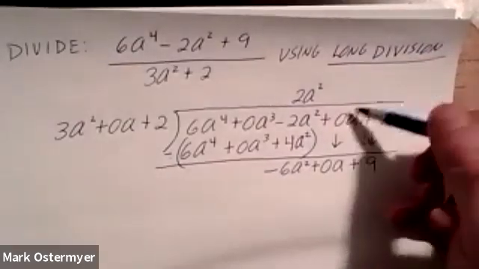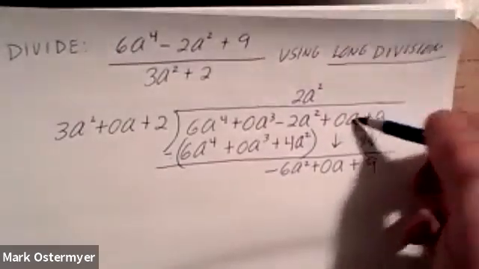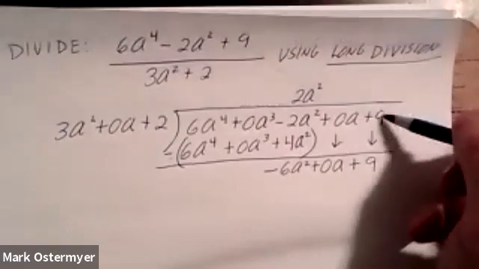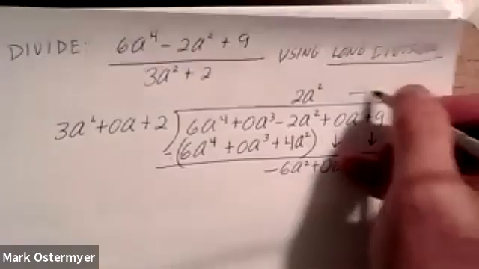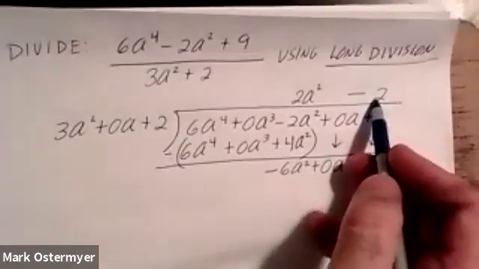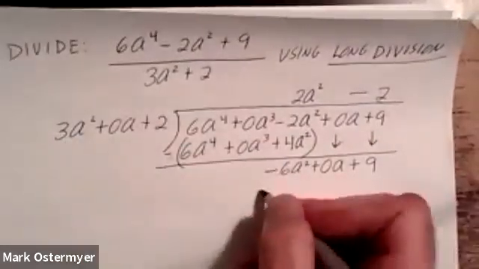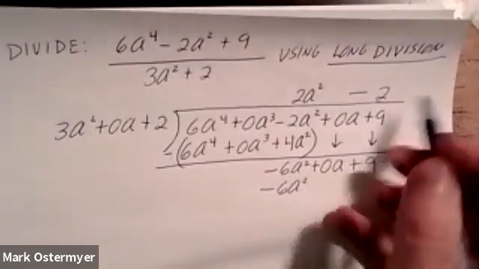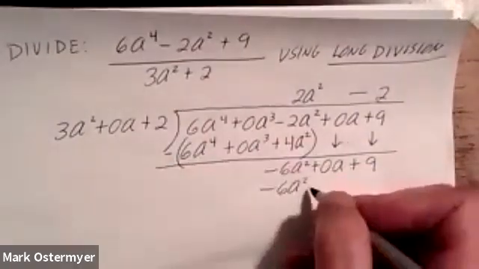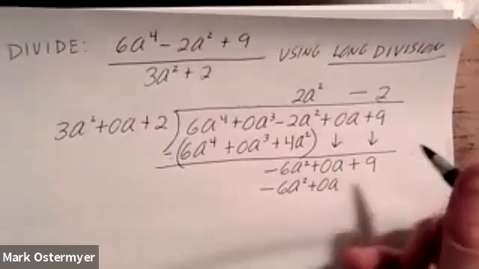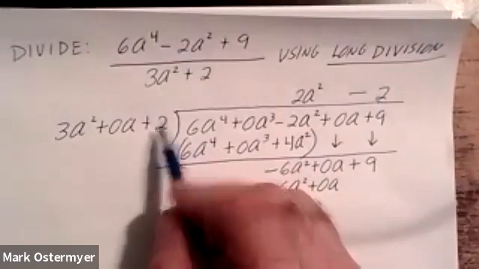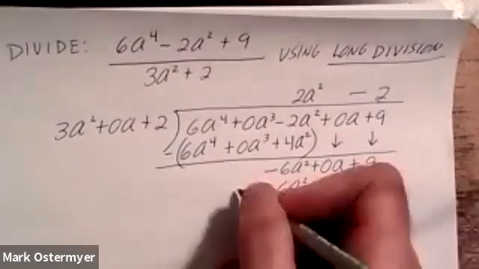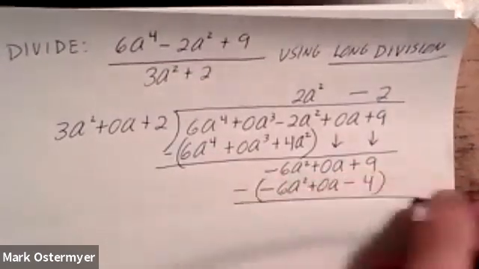Where do I put the minus 2? Above this term or the a or the 9? The minus 2 goes above the 9. Yeah, above the 9. Minus 2. What is minus 2 times 3a squared? Minus 6a squared. What is minus 2 times 0a? Plus 0a. What is negative 2 multiplied by positive 2? Minus 4. Subtract off the whole polynomial.